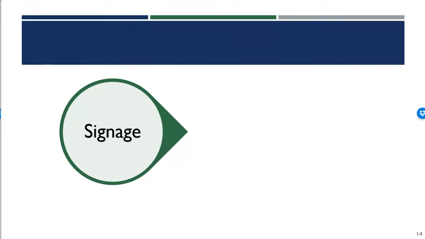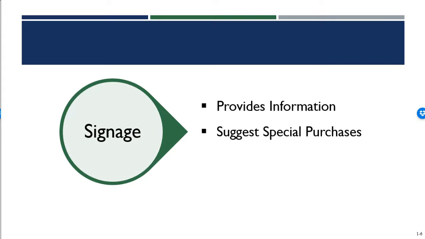Okay, we're going to move into talking about the second overall category of design, and that is signage and graphics. When we talk about signage and graphics, these are information pieces in the store, and they are really to give customers information they might need. Signage can also be used to suggest special purchases to customers, or it could be used to just reinforce your overall store image. So signage really has three purposes.